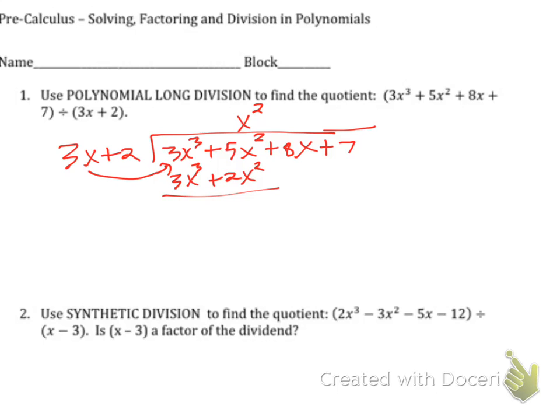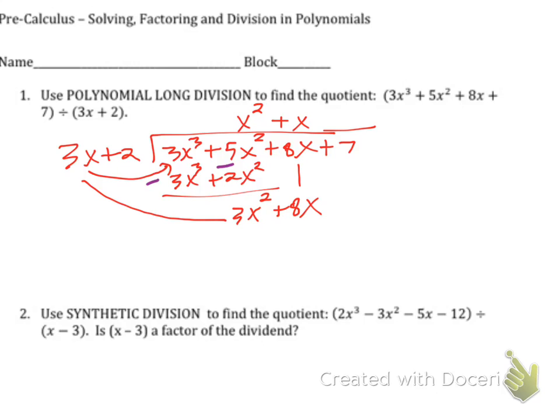Again, 3x into that first term, 3x cubed goes in x squared times, and then you multiply that back times the 3x plus 2 to get the result that you see down below there. Change the sign and add them. That's important. Change the sign of both and then add them down. It's the same effect as subtracting. And then once you get the result, 3x squared, then you bring down the next term, 8x.